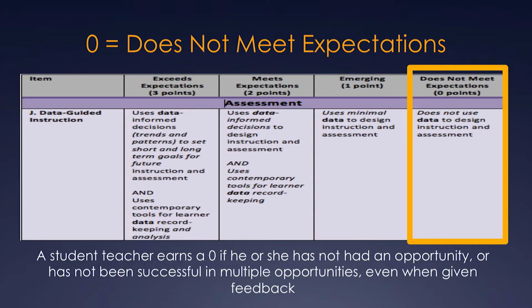For example, in the assessment section, in the data-driven decision-making row, a 0 score would be earned if a student teacher does not use the data to design instruction and assessment. Remember, performance on this row is essential to being an effective teacher. Therefore, not applicable is not an option. Any score of 0 alerts the cooperating teacher and the university supervisor of an obligation to support that student teacher. This includes finding ways to access the materials or provide opportunities for experiences necessary to demonstrate his or her competence.